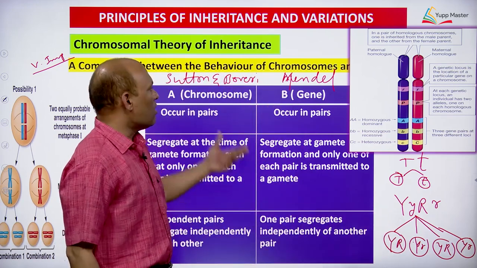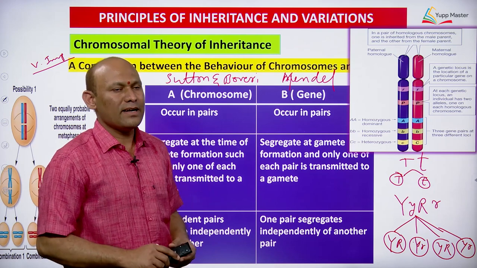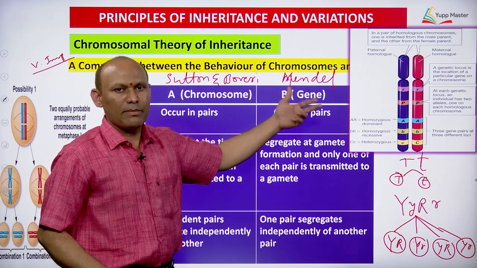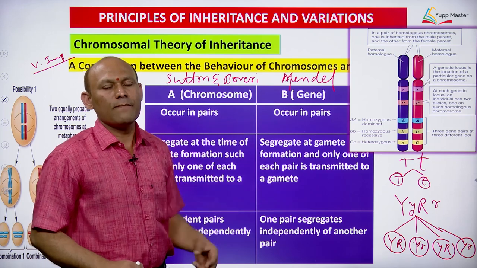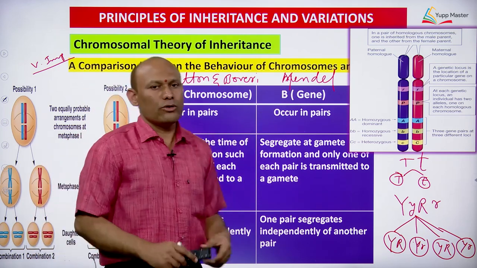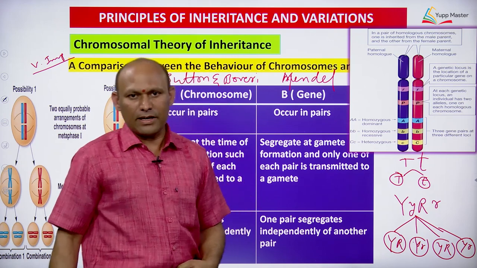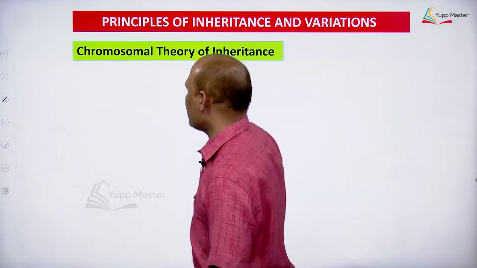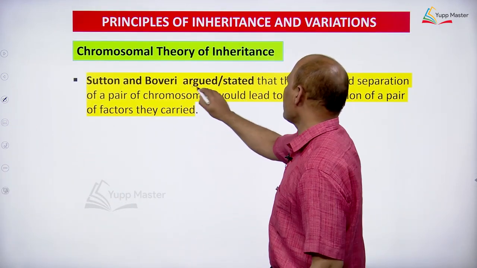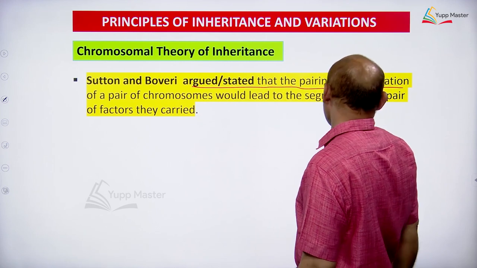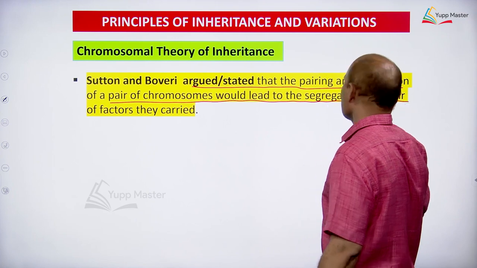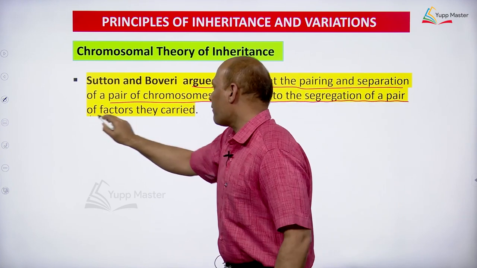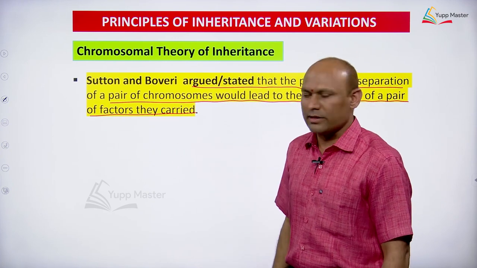So I have proved whatever Sutton and Boveri said, the same thing Mendel said. Thus Sutton and Boveri used chromosomal movement to prove Mendel's laws of inheritance, dear students. Let us see. Sutton and Boveri stated that the pairing and separation of a pair of chromosomes would lead to the segregation of a pair of factors they carried.